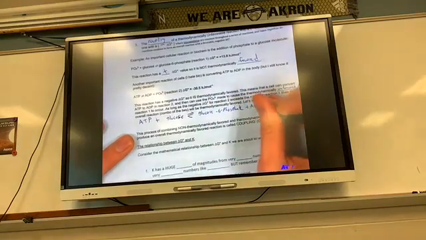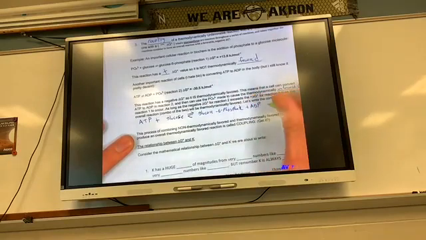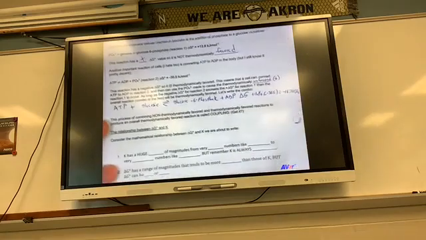plus ADP. And my delta G for this reaction would be positive 13.8 plus negative 30.5 for a total of negative 16.7 kilojoules per mole. I feel like I'm off the screen.